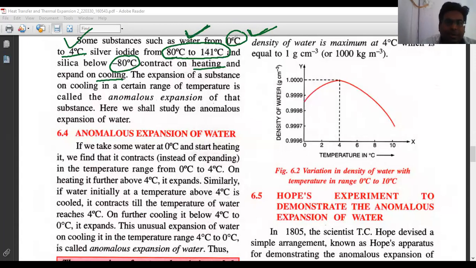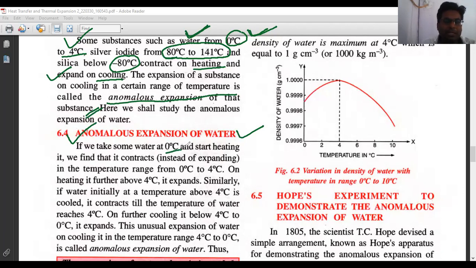When the temperature is 0 to 4 degrees Celsius, it contracts on heating, and when we are cooling it, it will expand. So the expansion of a substance on cooling in a certain range of temperature is called anomalous expansion of that substance. So we'll now study anomalous expansion of water, how it behaves between 0 degree Celsius and 4 degree Celsius.